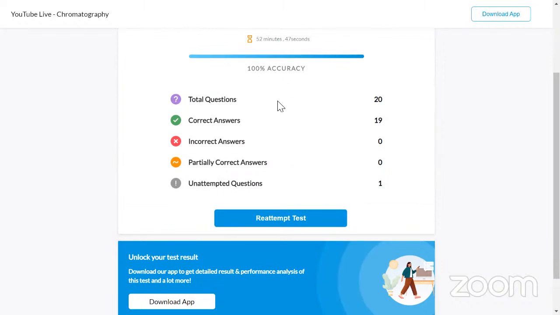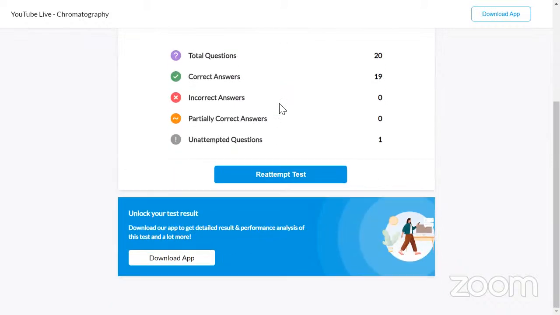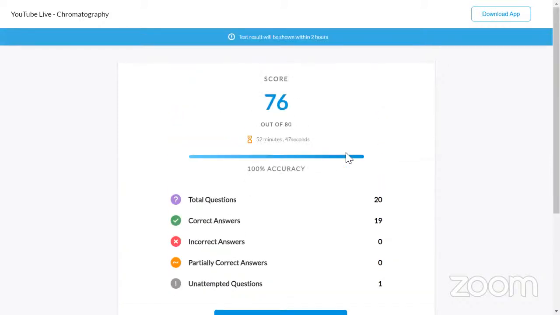So that is how you will solve your answers. I think I left one question unattempted, so maybe during the explanation I must have skipped it. That is why I got a negative marking of 4. Otherwise I have a perfect score of 8.